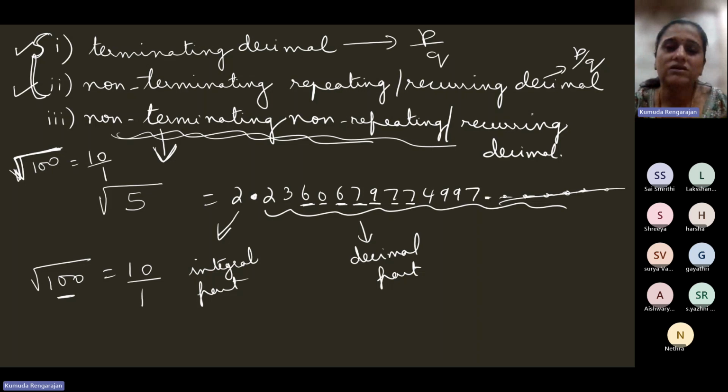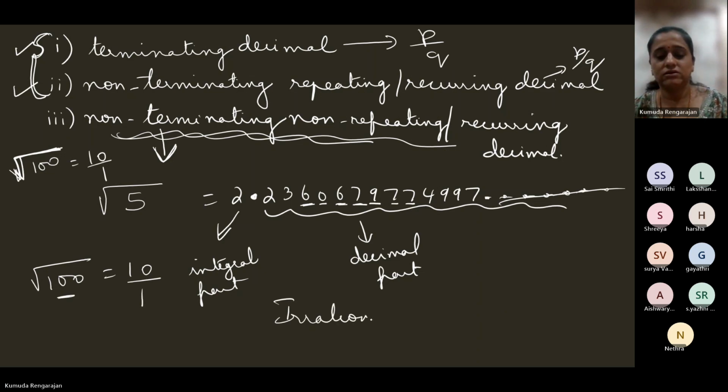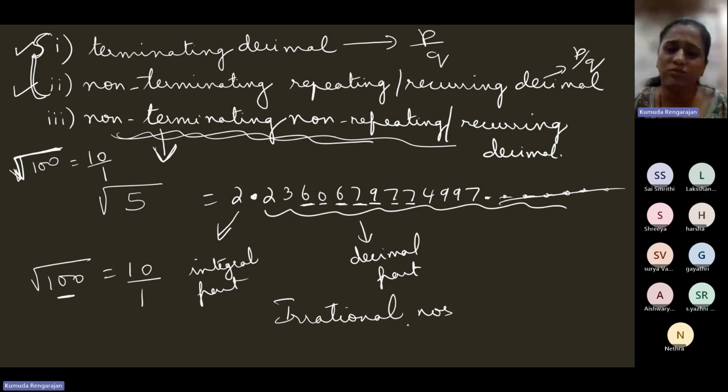Rational numbers have a p by q form, integer by integer form. Irrational numbers do not have a p by q form. That's all. What is this p by q form? Integer by integer form. Irrational numbers don't have an integer by integer form.